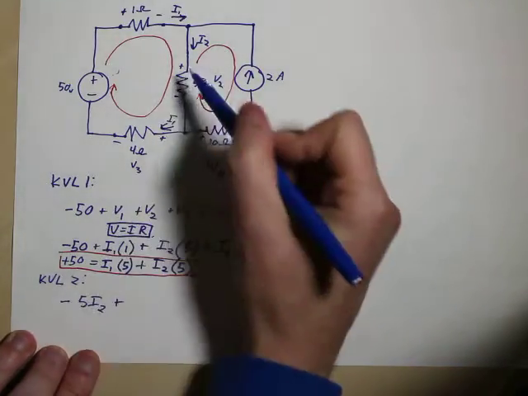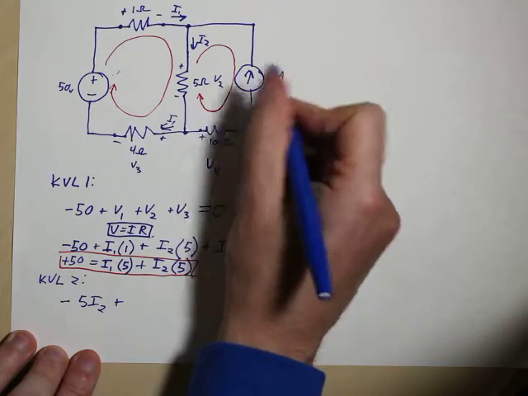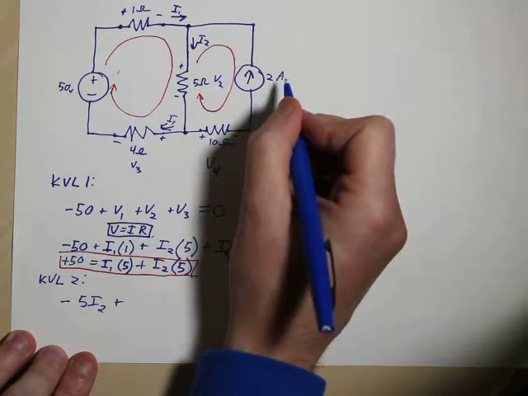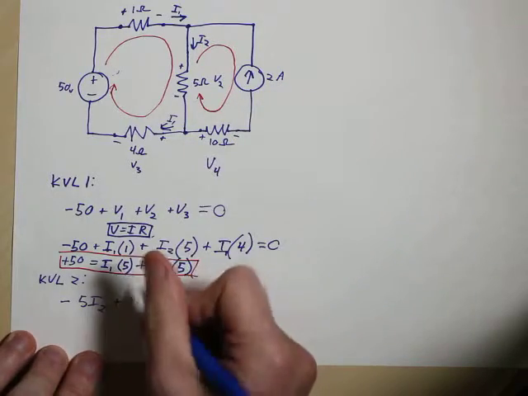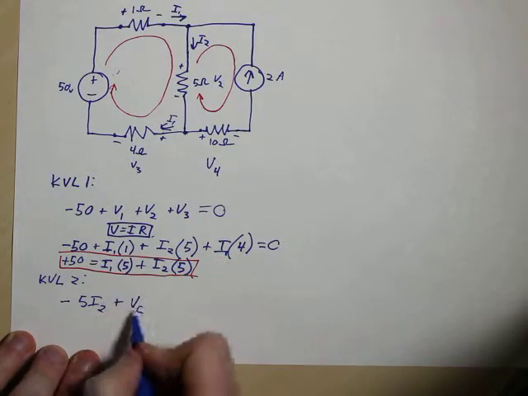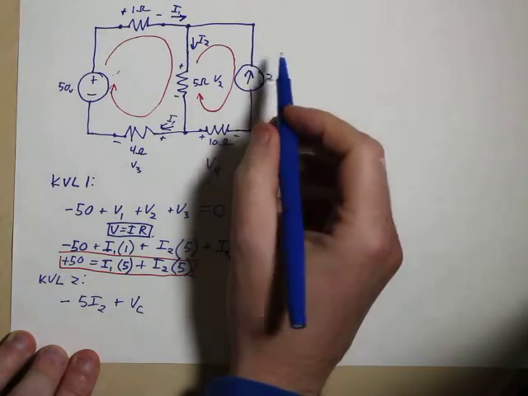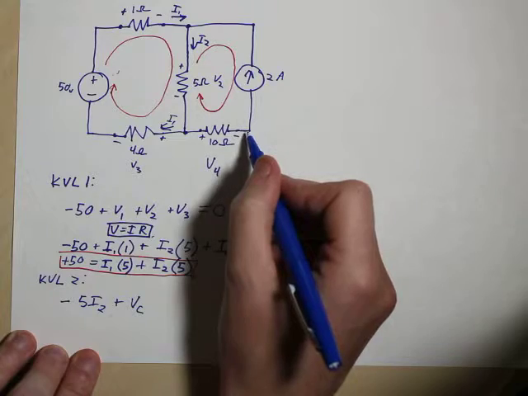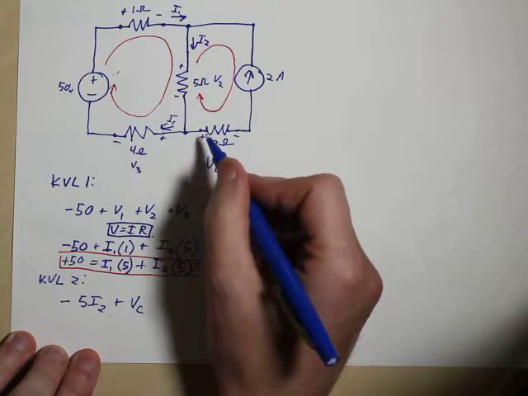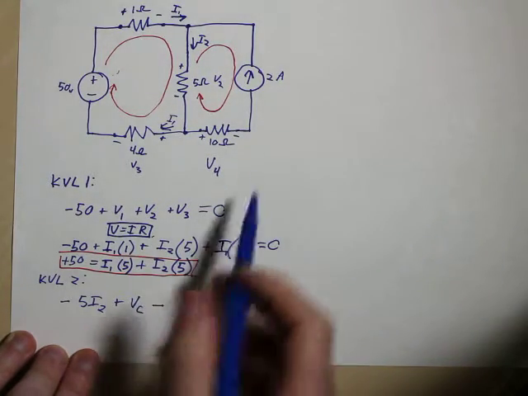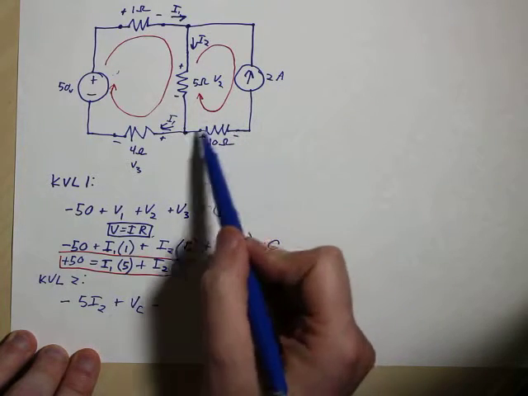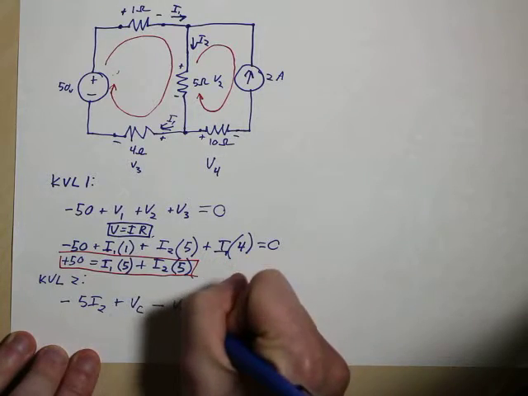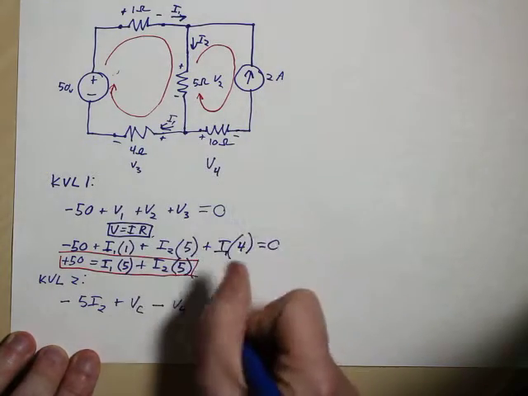Plus, now we're going to go around here into this loop. What do we got here? We have a current source. So what is the voltage of a current source? Well, we don't know that right now. So we're just going to call that VC, the voltage of the current source. And then we're going to come down over here. And again, we've got negative first and then a positive. So that means we're going to have a negative here, and then we're going to have V4. And that's going to equal 0 because we went back to the same spot.